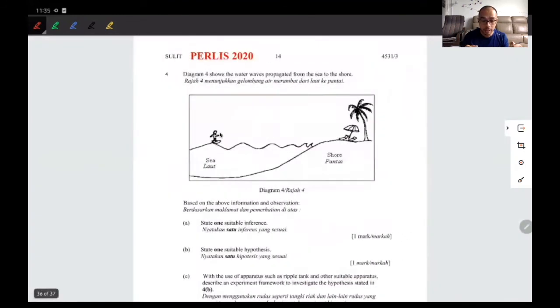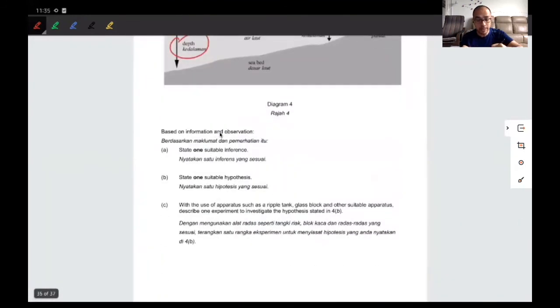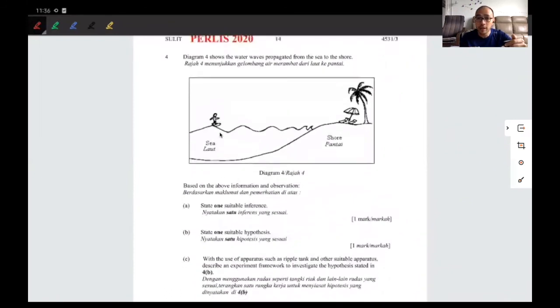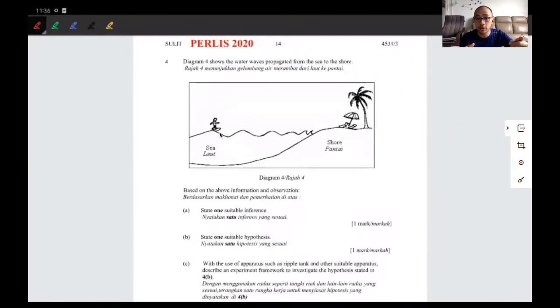Same question. Cuma dia punya apparatus is ripple tank, glass block. Slightly different. Actually, not that much different now. Also can. This one is from Perlis. Perlis 2020 gives the exact same situation, except that it doesn't give you the observation. It asks you to observe yourself. And the only apparatus they give is ripple tank.